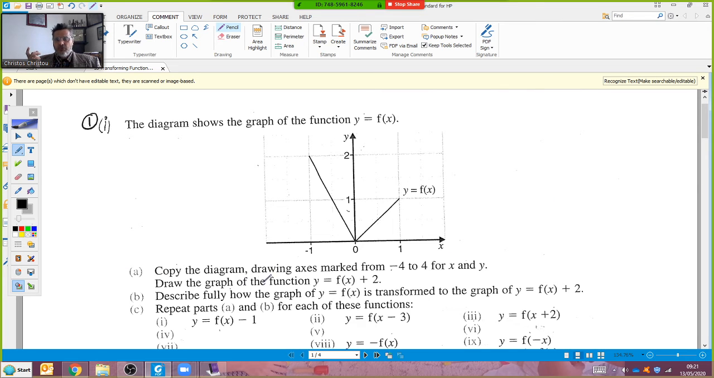Then they want you to draw the function y equals f of x plus 2. Anyone got any ideas what's going to happen if I go f of x plus 2? Somebody unmute themselves and teach a bit.